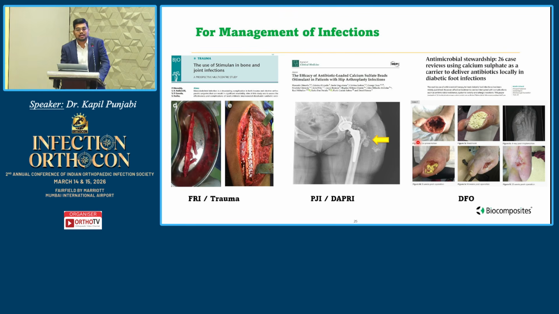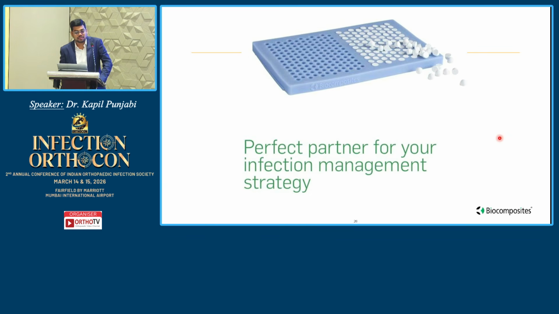So where to use Stimulan? I'm not going to go into detail of all the different types of cases, I'm just going to briefly put it out, because there's a lot of literature out there. For management of infections, you can use it in a variety of cases of FRI and trauma, in all types of PJI, especially the first stage, or you can also use it for DAIR or debridement processes. If you're into DFO, this is working wonderfully. It is saving and salvaging a lot of limbs, and it's doing good work for patients suffering from this. So it's actually a perfect partner for your infection management.